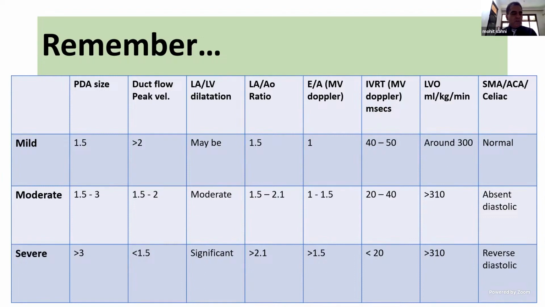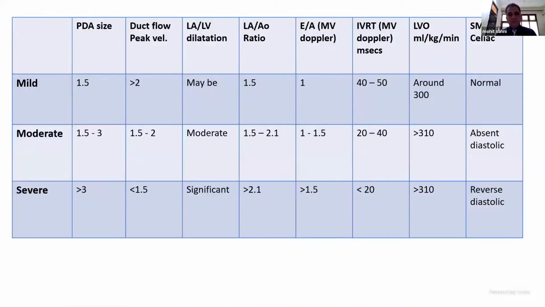So HSPDA always falls in the category of moderate to severe. Mild to moderate will mostly be non-hemodynamically significant PDA. Moderate to severe and severe PDAs are the HSPDAs.